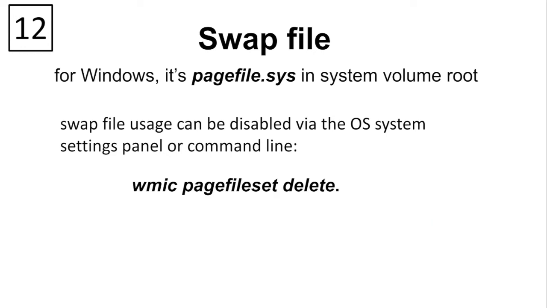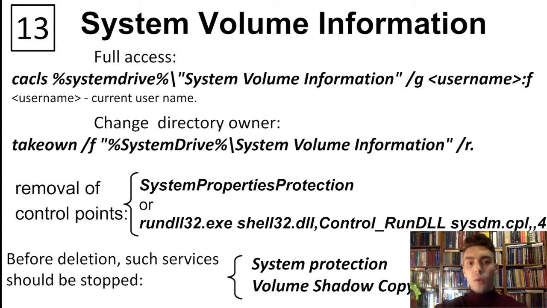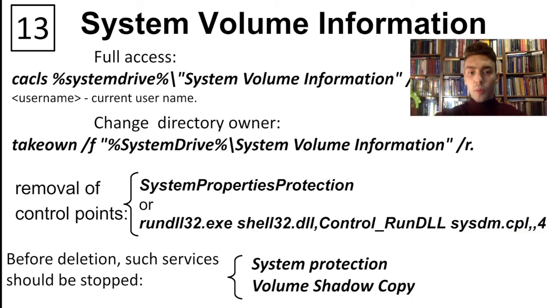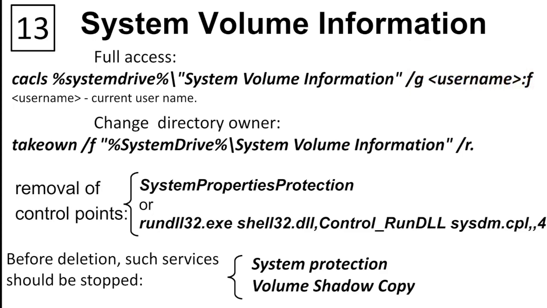All disk volumes have hidden directories automatically created in the root. The System Volume Information directory contains data required for services operating with this volume and system recovery data. Recovery points, which use the most space, can be deleted via the System Properties panel, System Protection tab. This panel can be run with the following command: SystemPropertiesProtection.